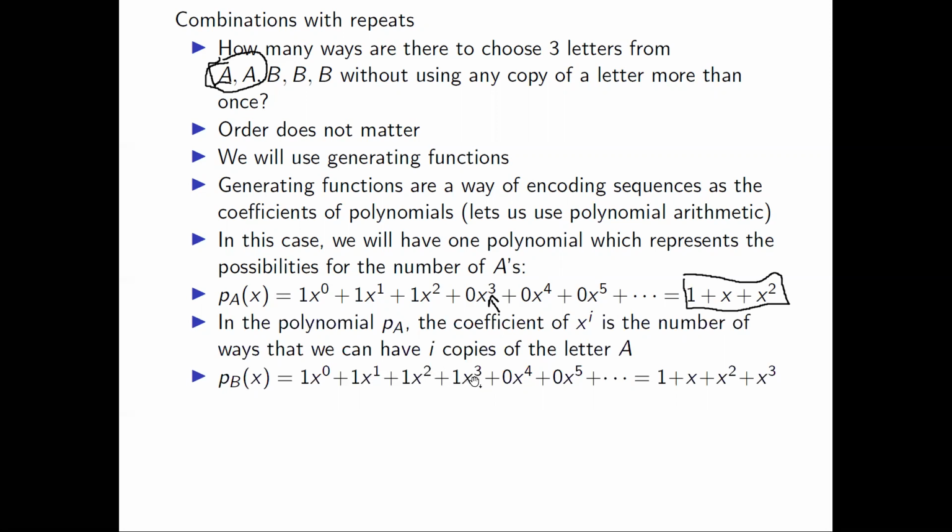We get 1x to the 3 because up here we have a total of 3 B's. And so that means there's a way to get 3 B's. There's one way. However, there's no way to get 4 B's, so we have 0x to the fourth, 0x to the fifth, and so on. So all the coefficients after x to the third are zeros. And this simplifies just to 1 plus x plus x squared plus x cubed.